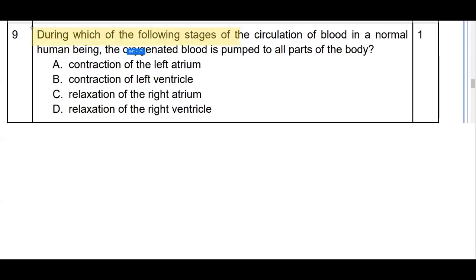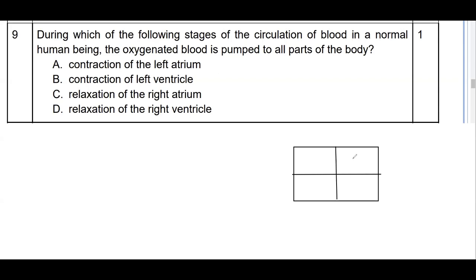The question here is: during which of the following stages of the circulation of blood in a normal human being is the oxygenated blood pumped to all parts of the body? What we know is that oxygenated blood is pumped to all parts of the body from the largest artery called the aorta, right? So if I roughly make the chambers of the heart, this is our left atrium, also called left auricle, left ventricle, right auricle, and right ventricle.